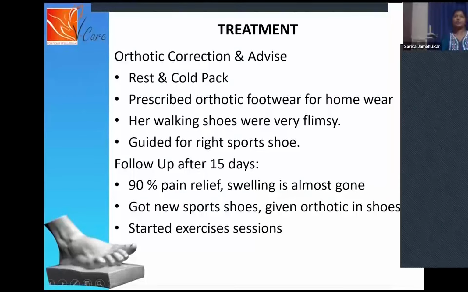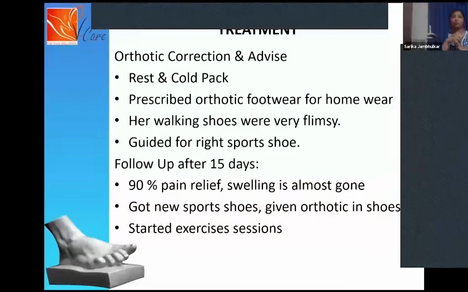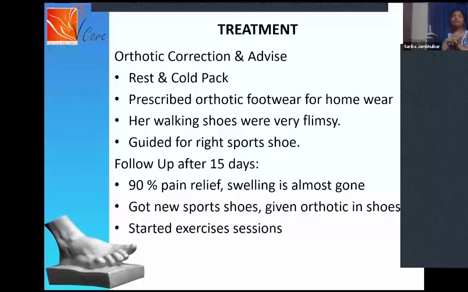She was advised rest, and she was also advised on footwear for home wear. But the sport shoes she was using were very flimsy at the ankles. Sport shoes should have a good grip also. Many people are not aware, if they already have flat feet, what type of shoes they should wear, and they start their gymming or physical activity.